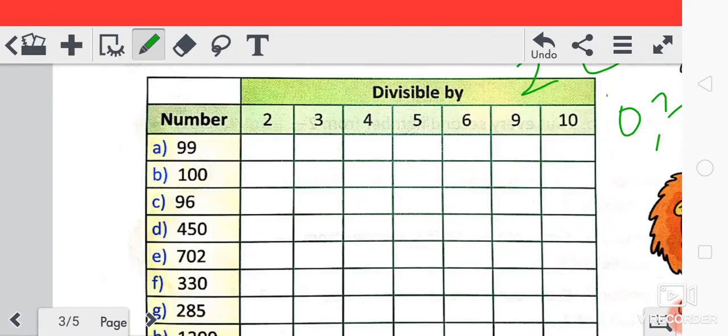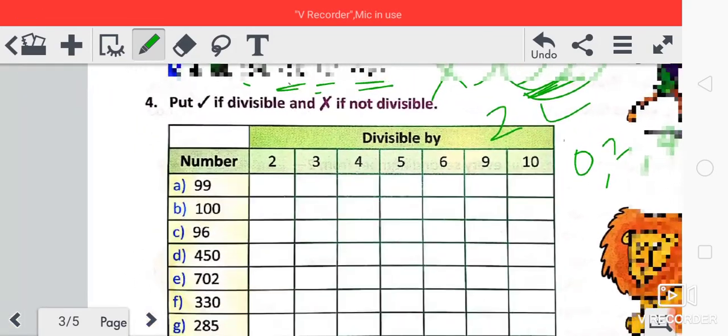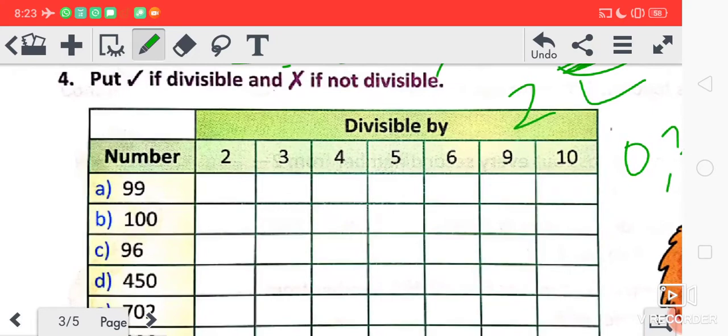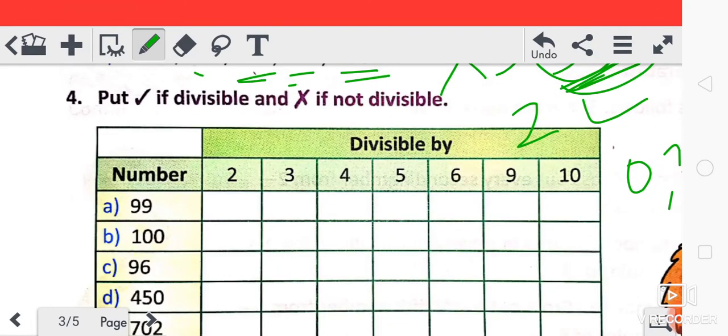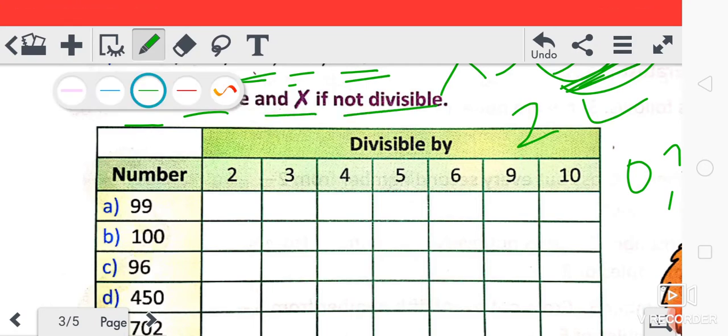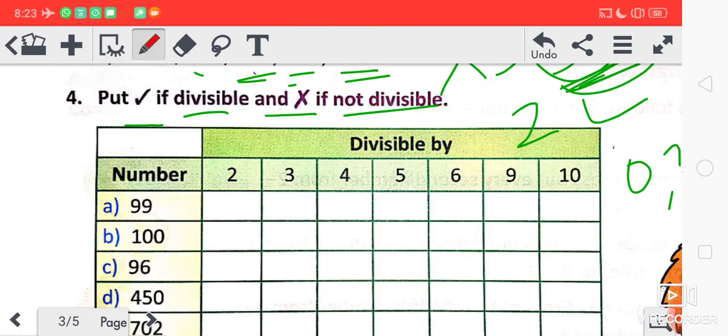Now come to this part, question number 4, a very important part. Put a tick mark if divisible and put a cross mark if not divisible. So 99. Is 99 divisible by 2? What is the last digit in 99? 9. So not divisible by 2.